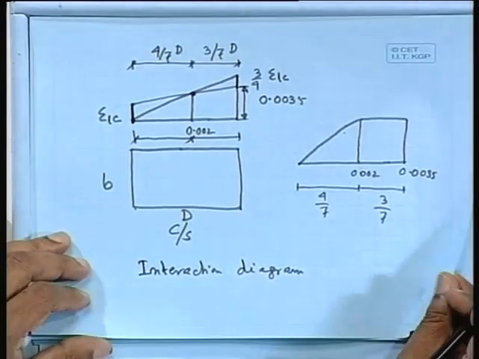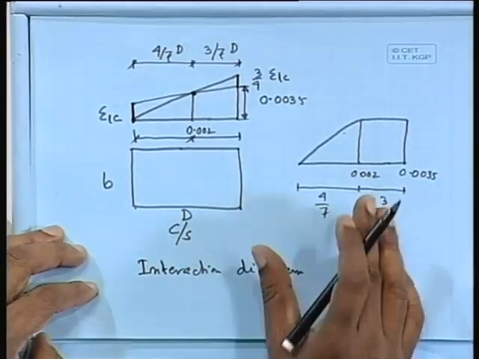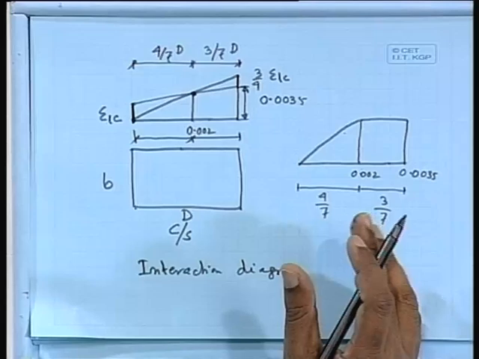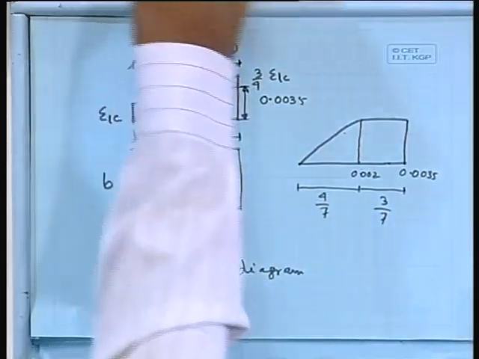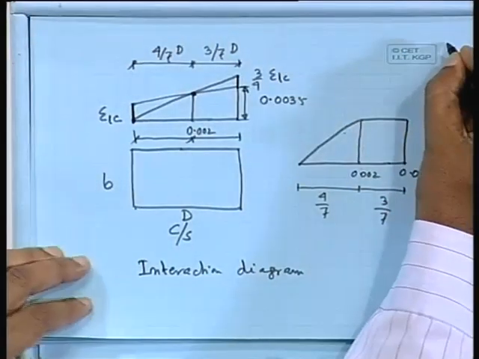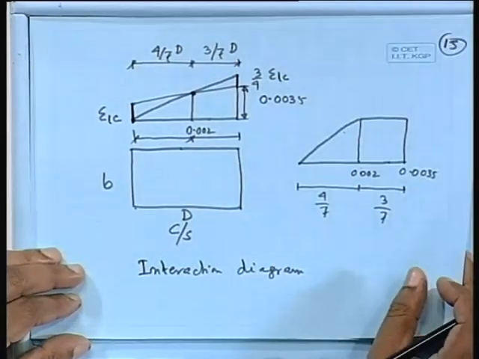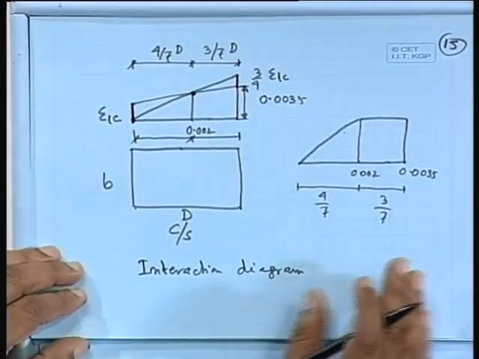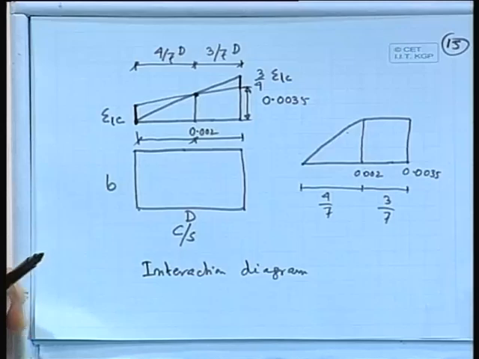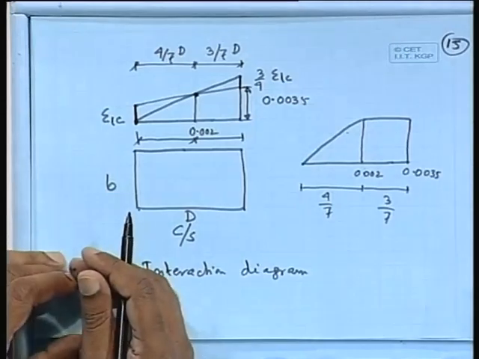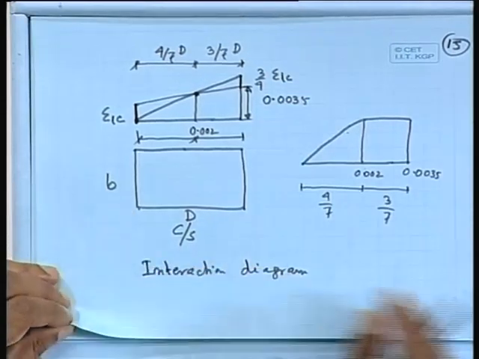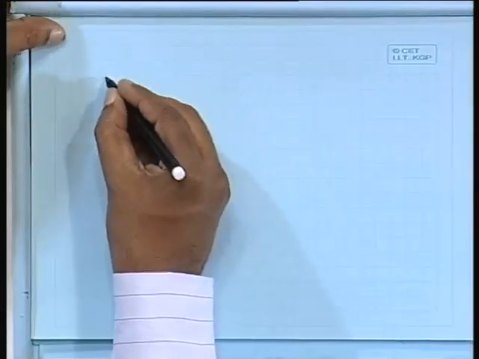Now let us come to what the permissible stresses are, and accordingly let us find out how much load it can take. That means for the section you are providing, how much maximum load, that is Pu, it can take. So, axially loaded column.